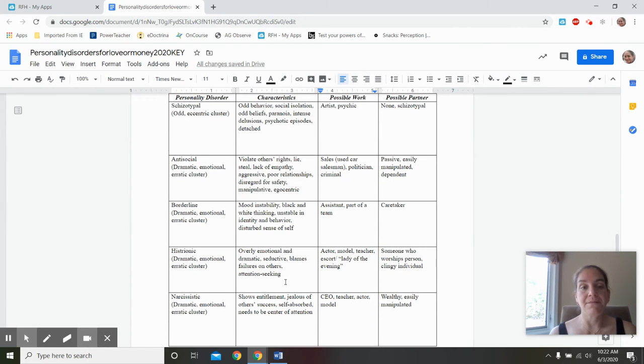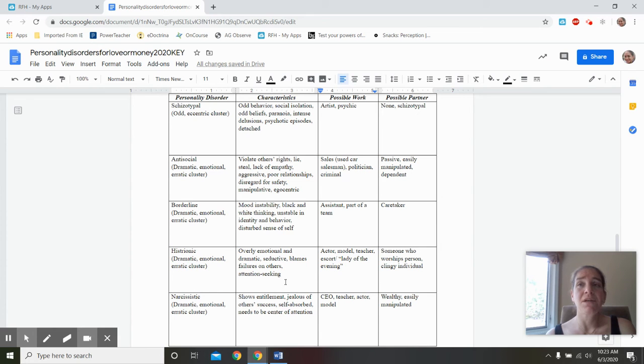Schizotypal is a little bit different. Schizotypal is still kind of odd, in that odd eccentric cluster, and they're socially isolated, but they have this pattern of odd beliefs, paranoia and delusions. Okay, they can have psychotic episodes sometimes. They might feel like they can read the future or that they see patterns in things that other people do not see. But schizotypal is not as intense as a sheer schizophrenic major episode.